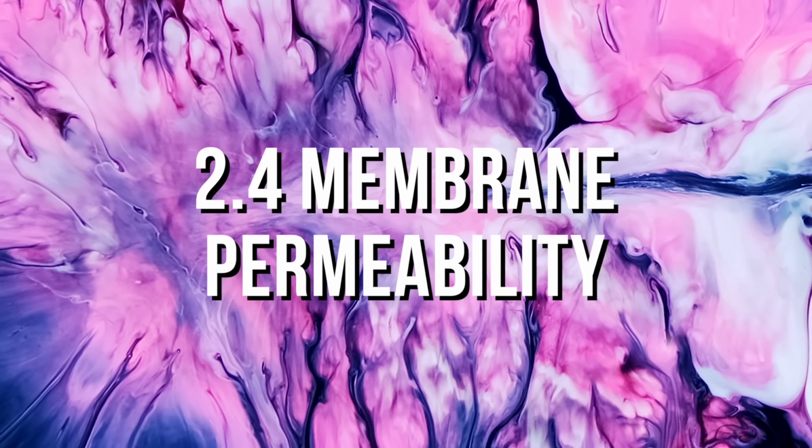So why is it called a fluid mosaic model? Fluid refers to the fact that the membrane components aren't locked in place. They move and shift within the layer. Mosaic refers to the variety of components embedded in the membrane: phospholipids, proteins, cholesterol, glycoproteins, and glycolipids, forming a complex, colorful patchwork.